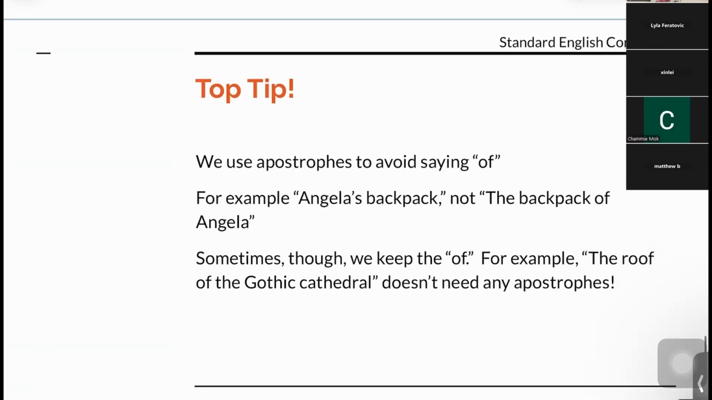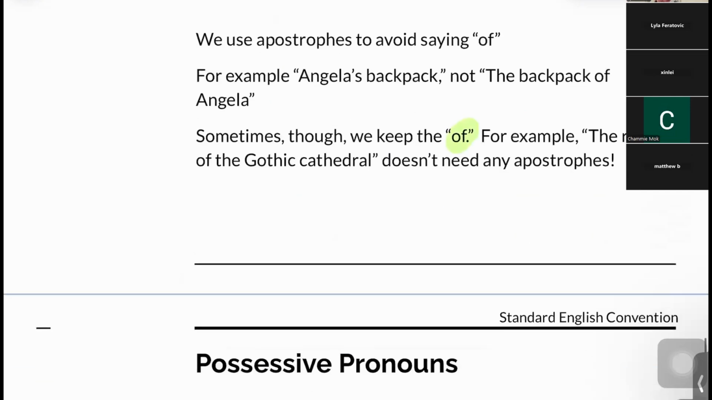If apostrophes are ever tricking you and you need a simple grammatical rule or a way to substitute them in a sentence to help it sound right, apostrophes serve as the word "of." So instead of saying the backpack of Angela, you'd say Angela's backpack. But you can still have "of" in a sentence. The roof of the Gothic cathedral. I guess it would make sense to say the Gothic cathedral's roof, but you can still use "of" in a situation like that.